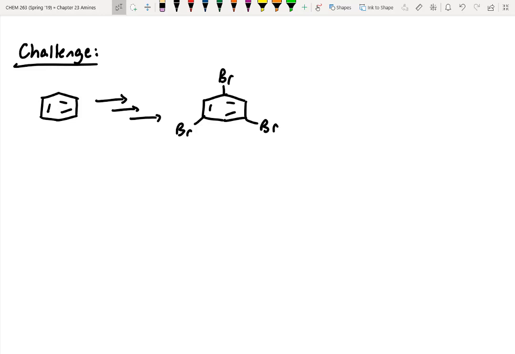Does anybody see a potential issue with getting the bromines oriented like they are? They're all meta to one another, right? Which means we must have had what on there originally? A withdrawing group, right? So that makes some sense, I think. So let's try that. Let's get an electron withdrawing group on there. What is a good electron withdrawing group that's easy to install in the first step?